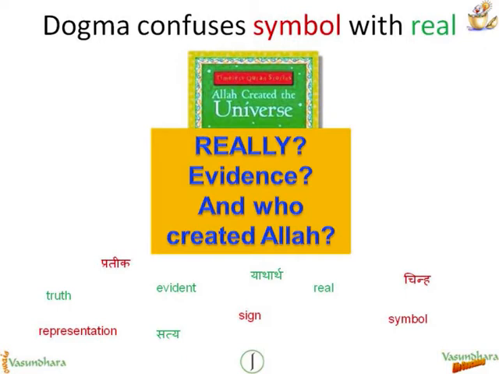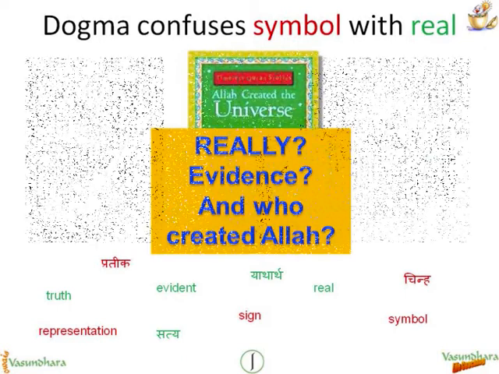So you look at the words which relate with symbol: pratik, chinh, sign, symbol, representation. And truth, what is real: the words that mean real are truth, evident, yatharth, real, satya. Now you will see more such examples in everyday life. Let's just quickly look at a few more and then we'll move on.